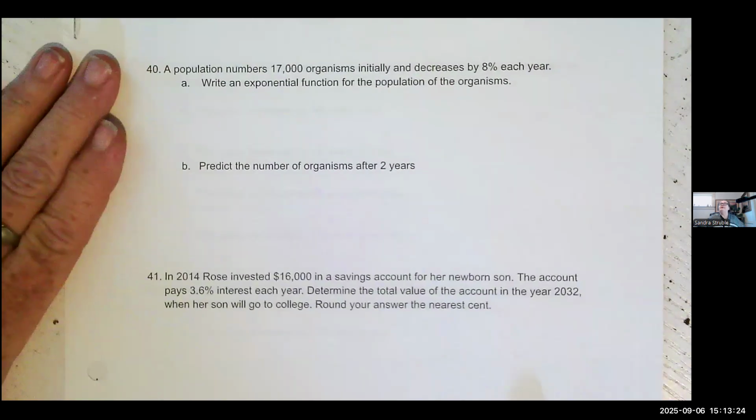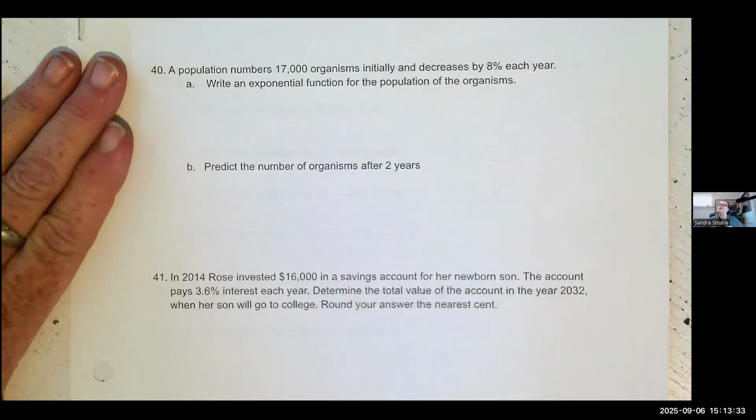A population of organisms is 70... Oh, we're dealing with the organisms again. Okay. Initially, and decreases by 8% each year. I want you to pause the video and do this one yourself.